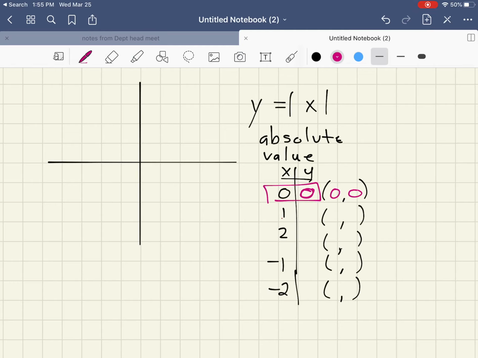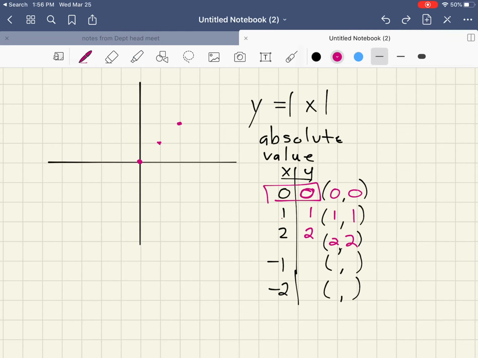When I plug in 1, 1 is 1 away from 0, so I get the point 1, 1. When I plug in 2, I get out 2. So as I start to figure this out, I'm plotting points. Now, as I have been graphing lines in this whole unit, I get the sense that this is a linear function. And the common mistake is to just graph this as a line. But no, that's not how it works.